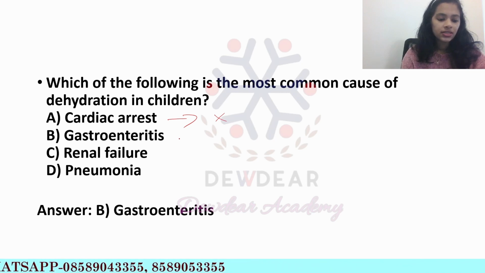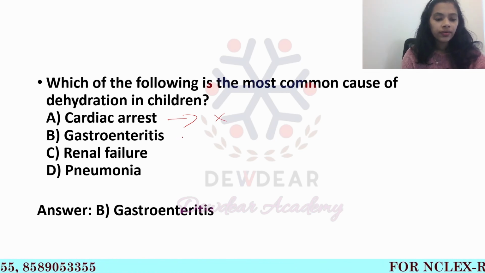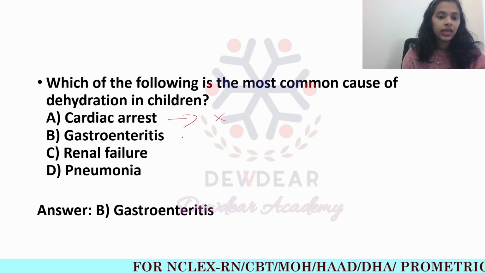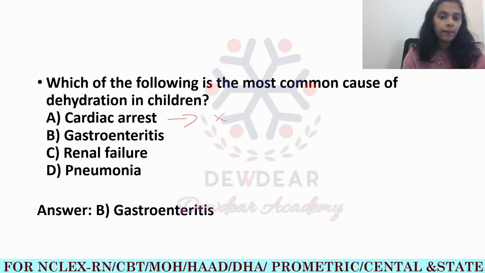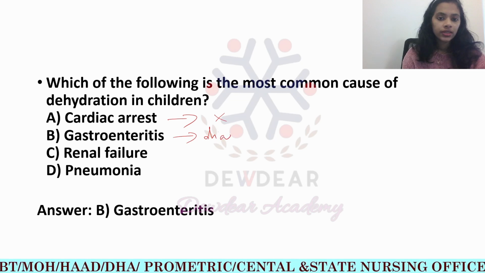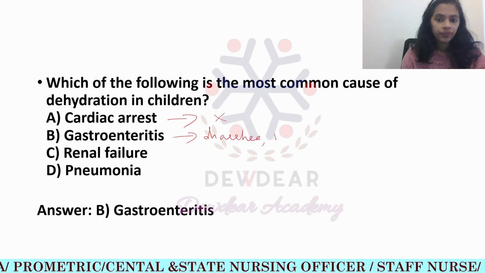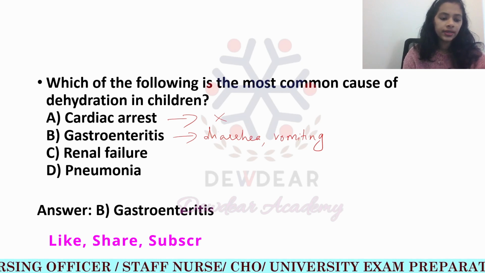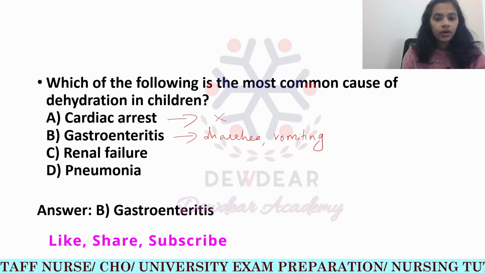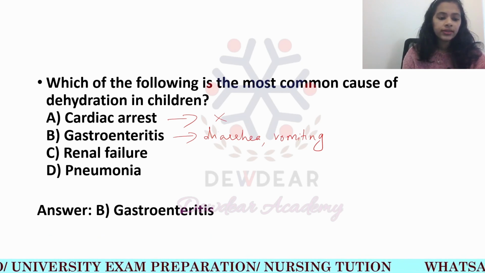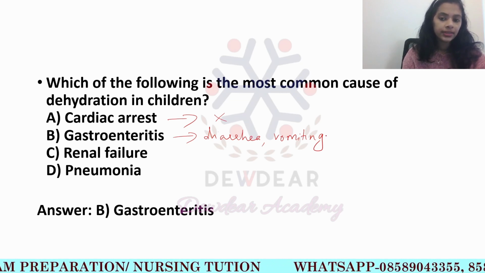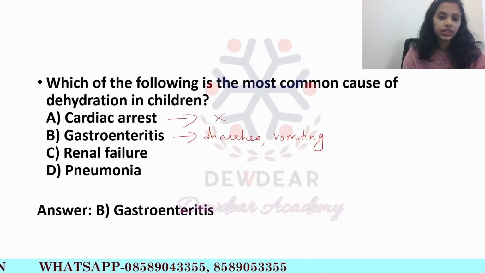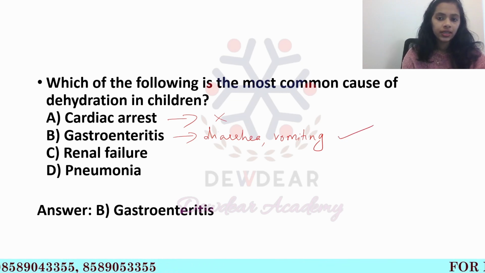The next is gastroenteritis. Gastroenteritis is the inflammation of the stomach and intestines, and that can lead to symptoms like diarrhea and vomiting. So that may lead to significant fluid and electrolyte loss, and it can cause dehydration in children. So this is the correct answer here.